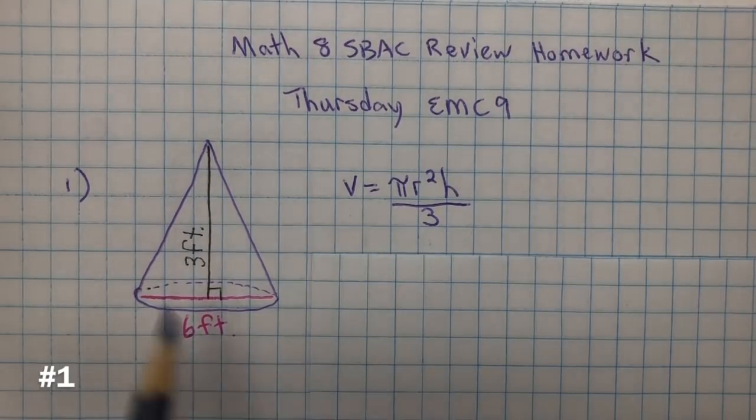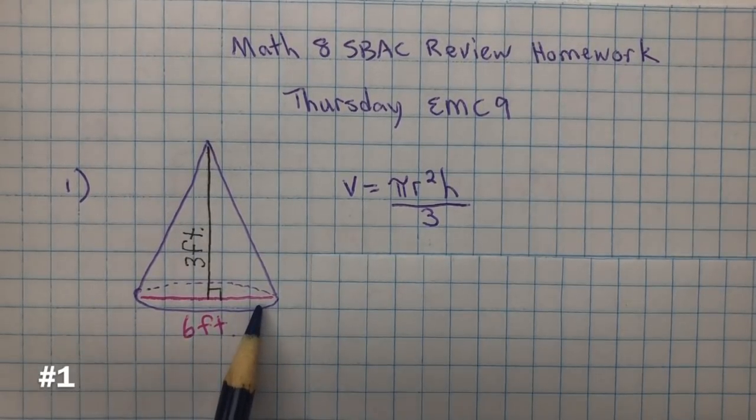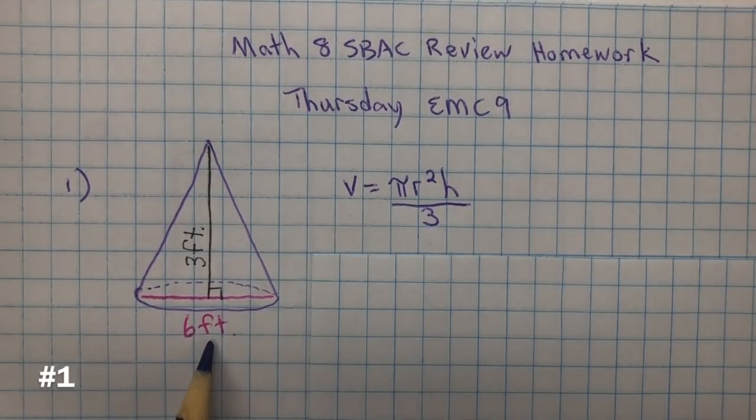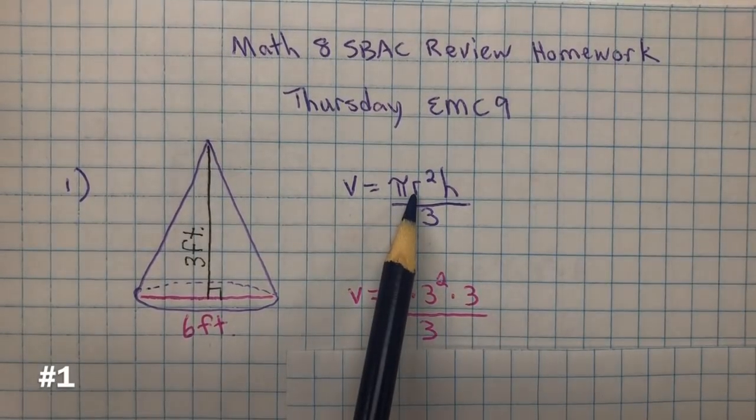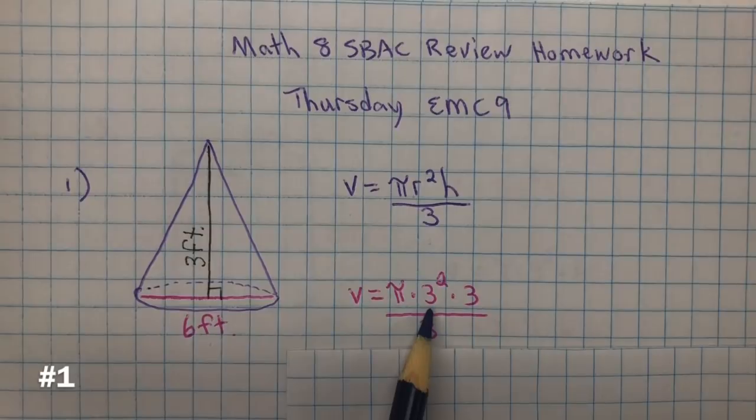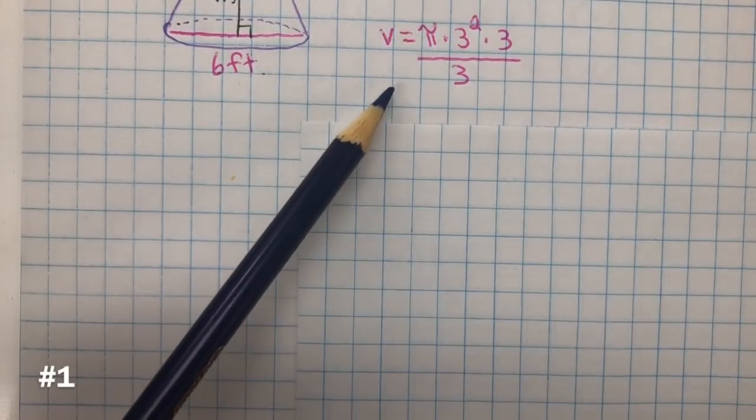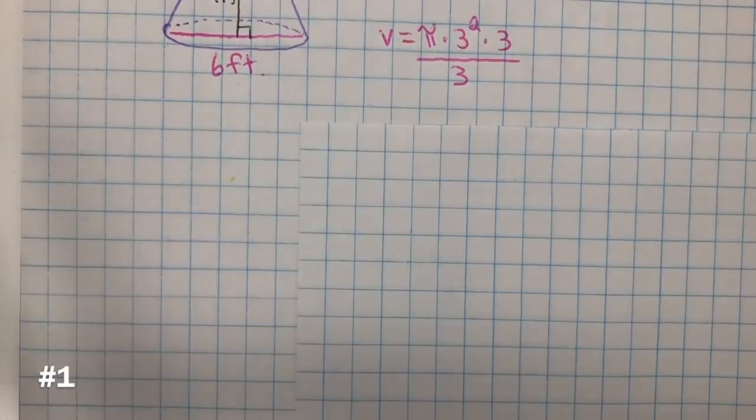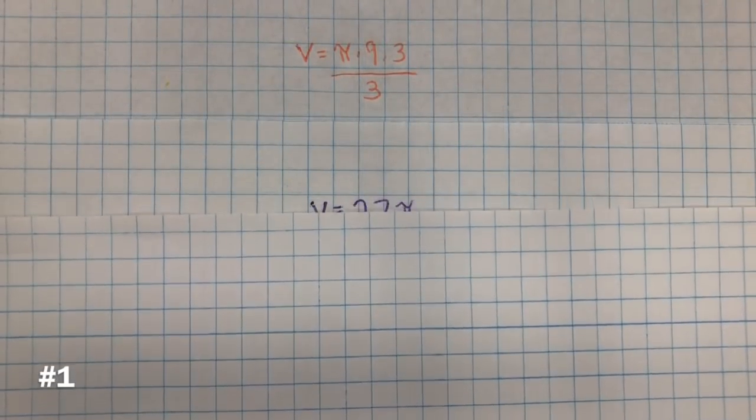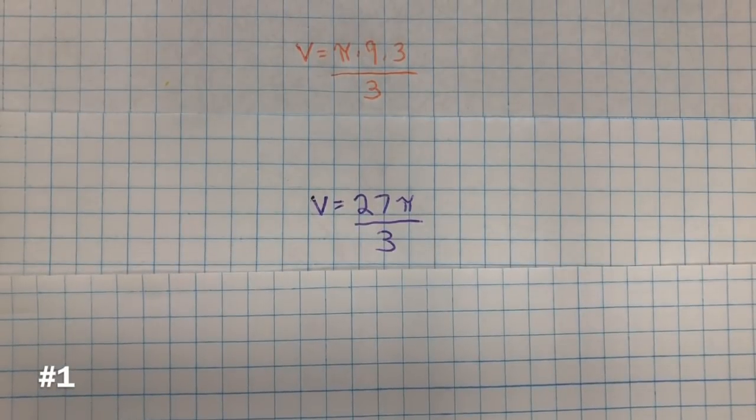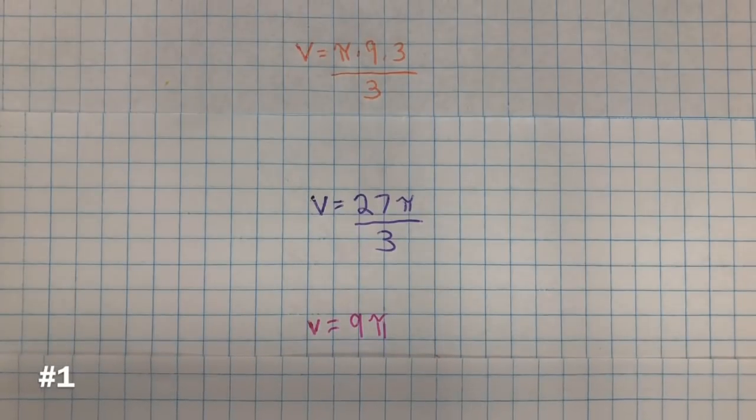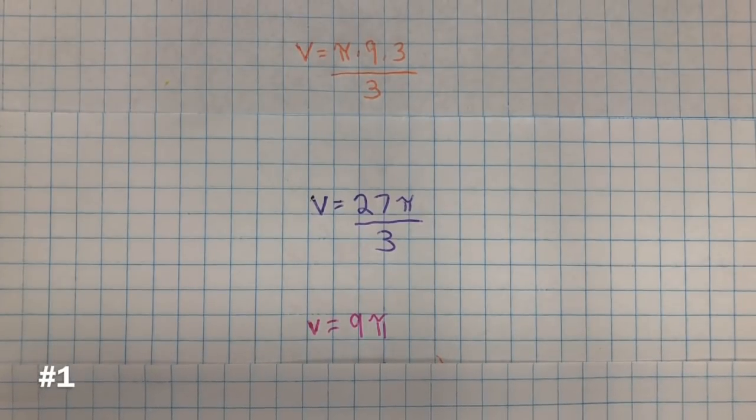So the radius of this cone is half of the diameter. If the diameter is 6, the radius is going to be 3. So I substitute r with 3. Now I simplify this. 3 squared equals 9. Now we have 9 times 3, which equals 27. 27 divided by 3 equals 9. So the volume equals 9 pi.